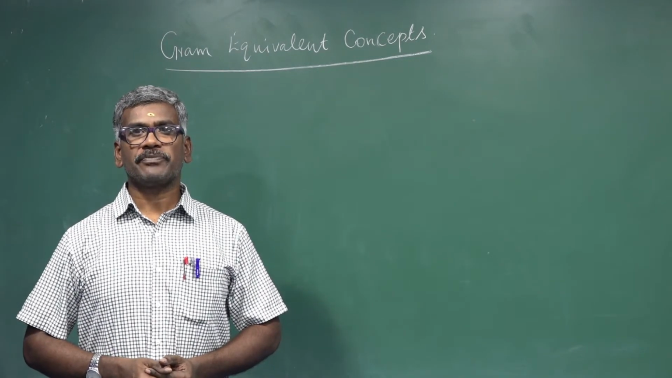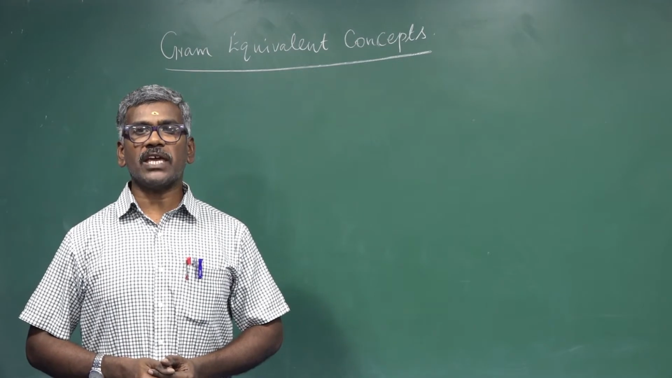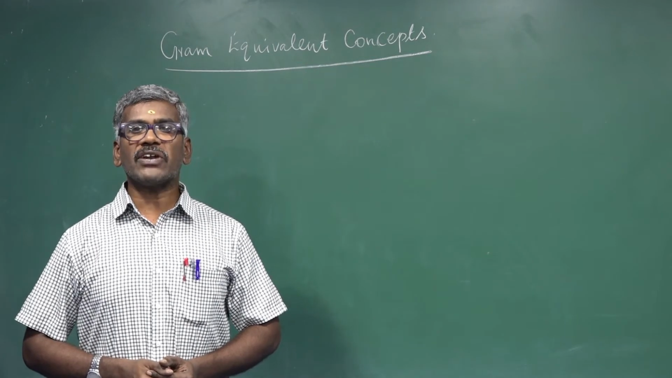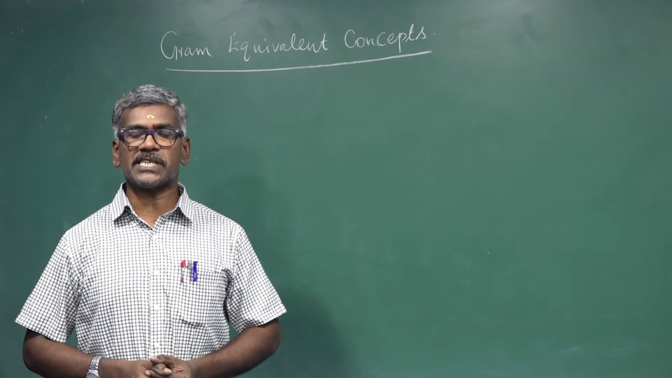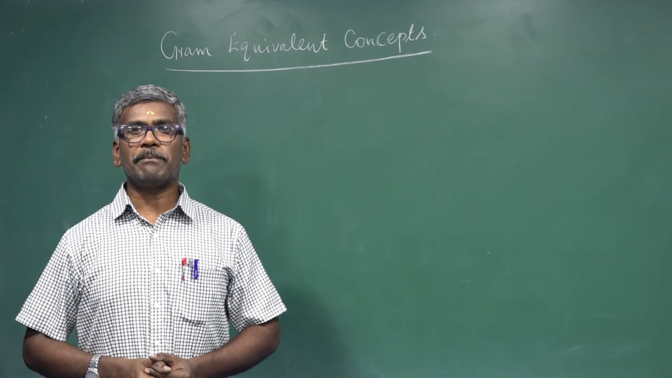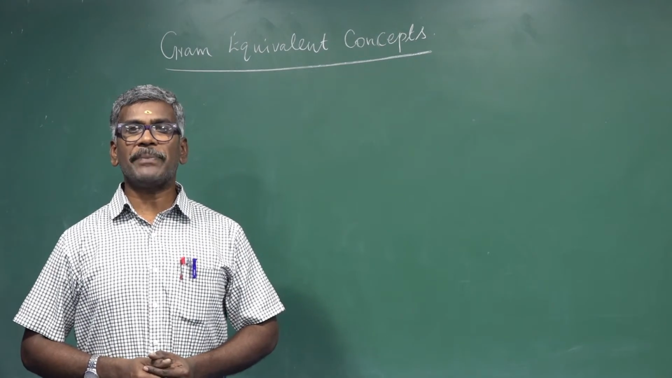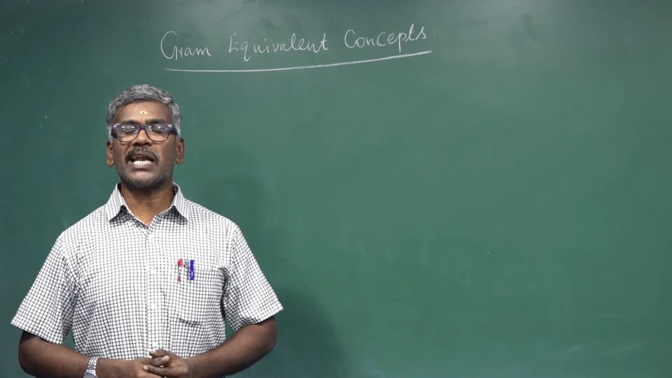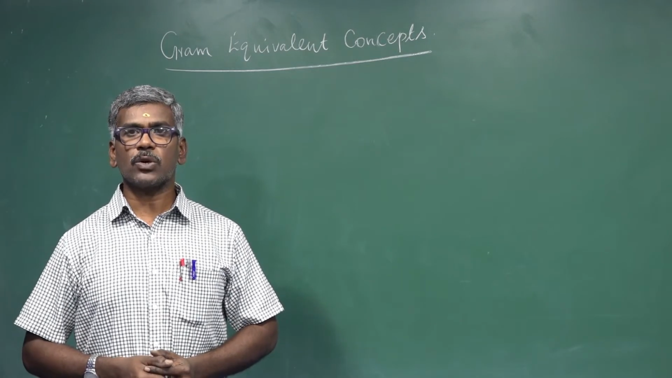Today's topic is the gram equivalent concept and the relationship between empirical formula and molecular formula. The gram equivalent concept explains the gram equivalent mass of substances like acid, base, salt, ion, oxidizing agent and reducing agent. The relationship between empirical formula and molecular formula explains how to calculate the molecular formula for compounds. We have to discuss one by one.